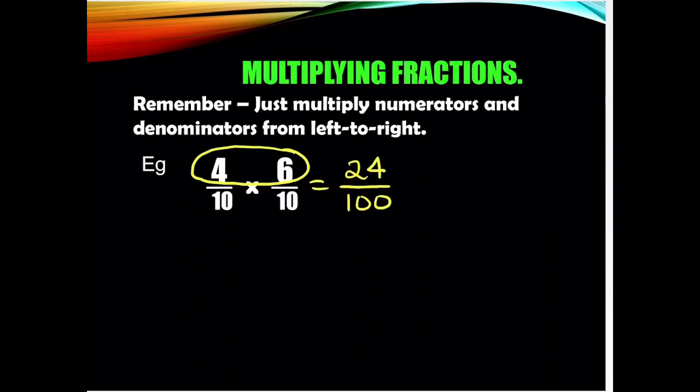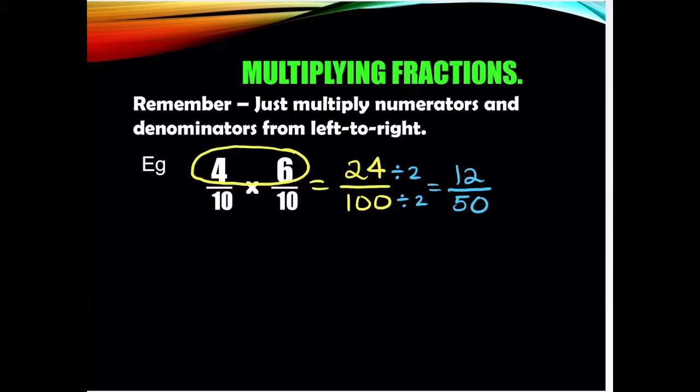So let's say we don't use the greatest common factor. You don't have to always use the GCF when you reduce, but it is the faster way to do it. But let's say we only divide by 2. So 24 divided by 2 is 12, and then 100 divided by 2 is 50.